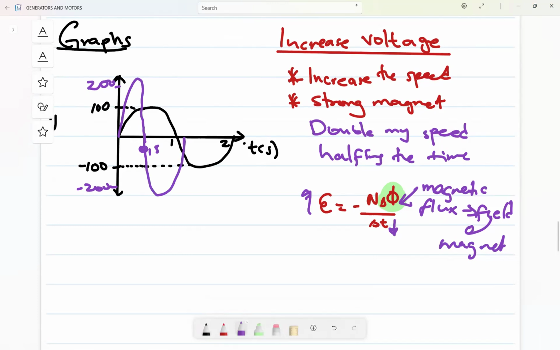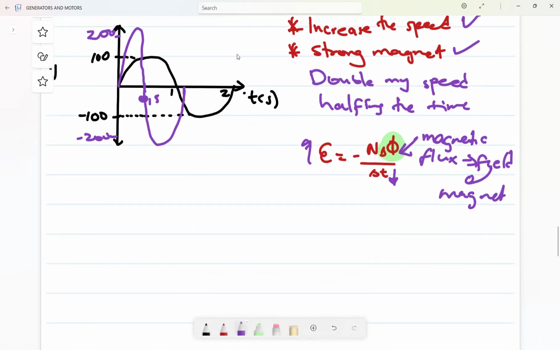Can you see that? So this is what is happening when I increase the speed or use a strong magnet. Okay, but now, what if I decrease?